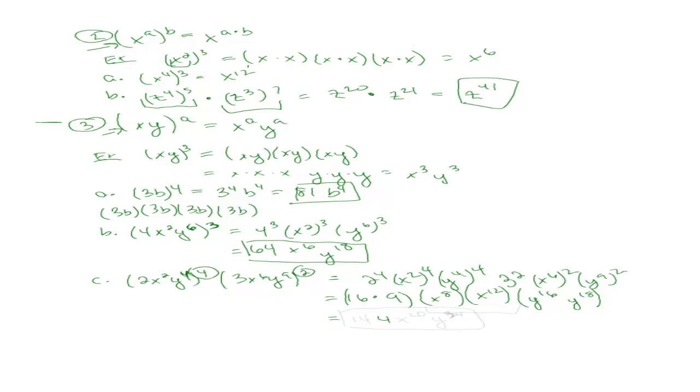16 times 9 gives me 144. X to the 8th times x to the 12th. Isn't that when you add it? Yeah, this is the first rule. So this is a good problem because it combines all the rules. I add them together. What do I get out of that?